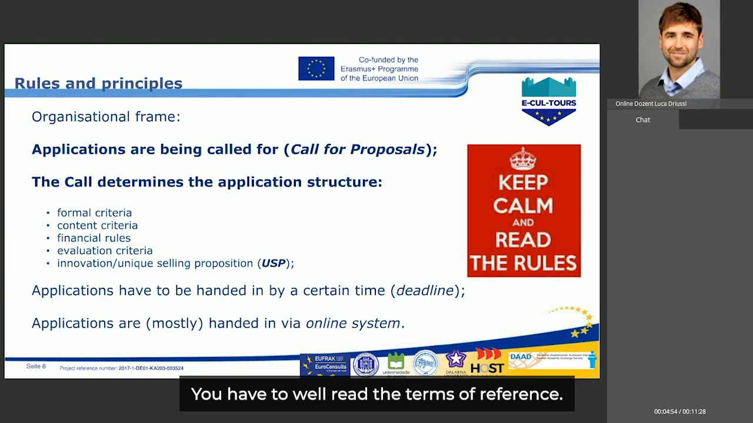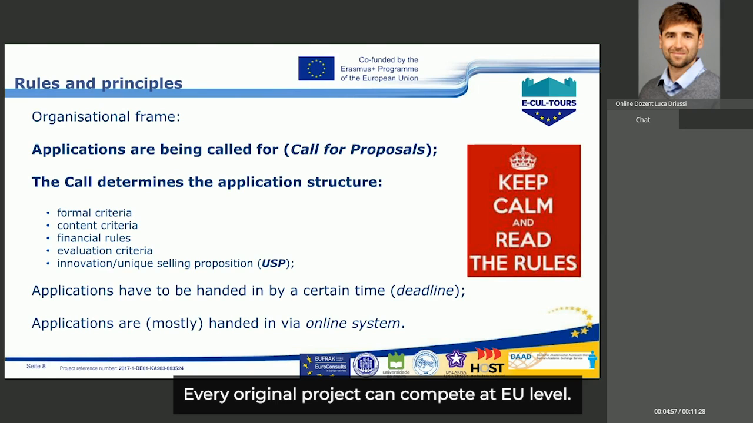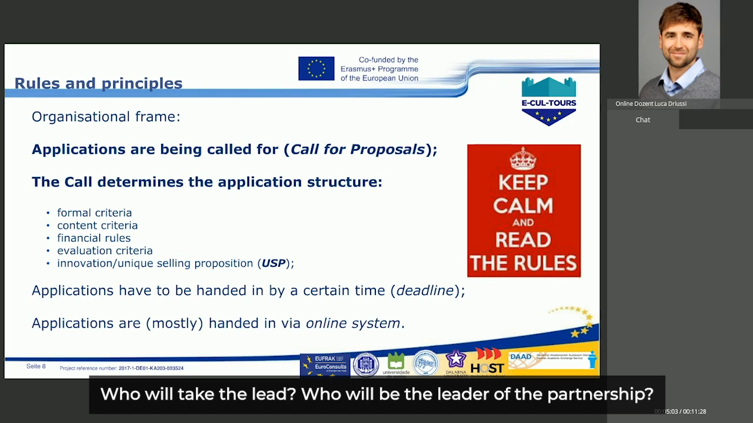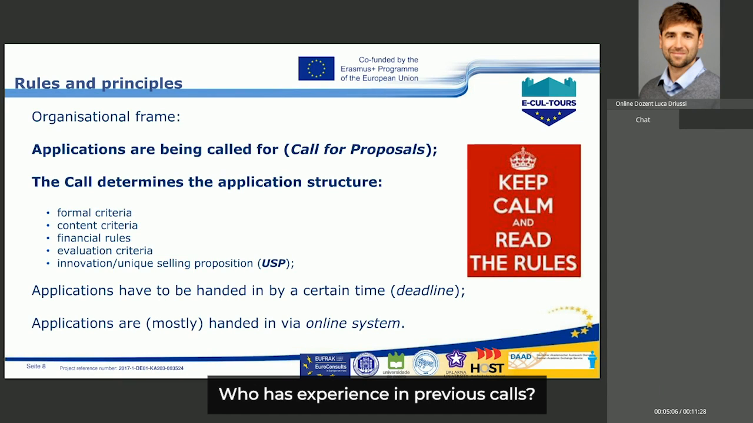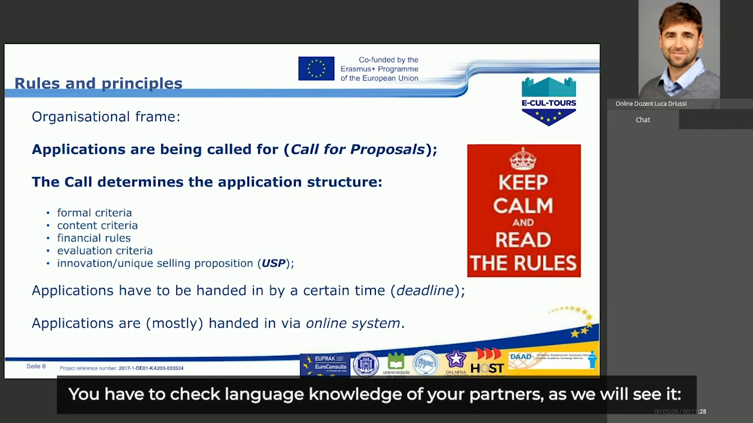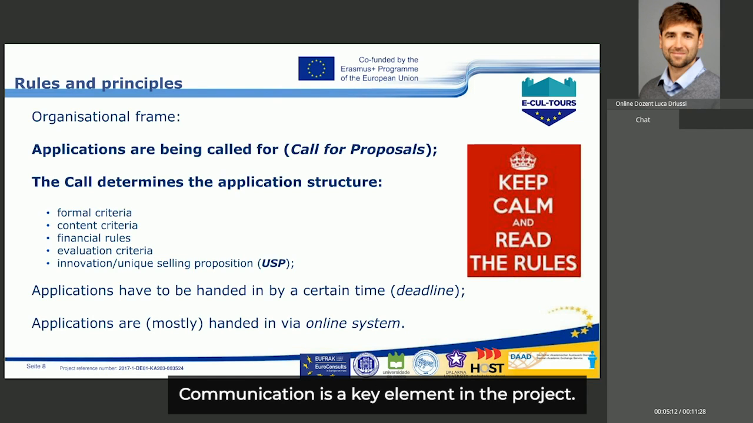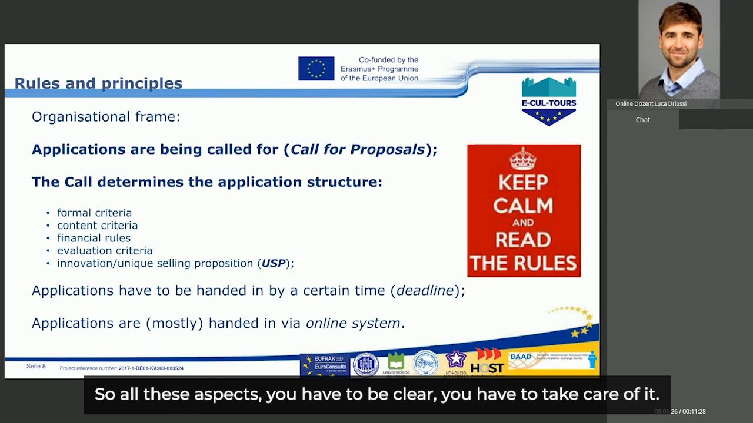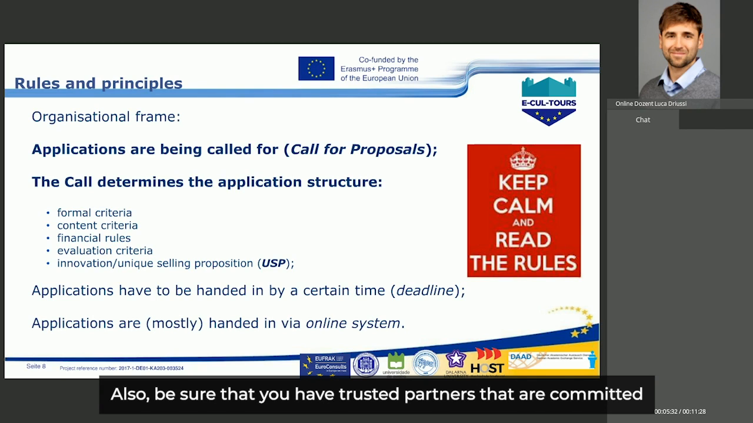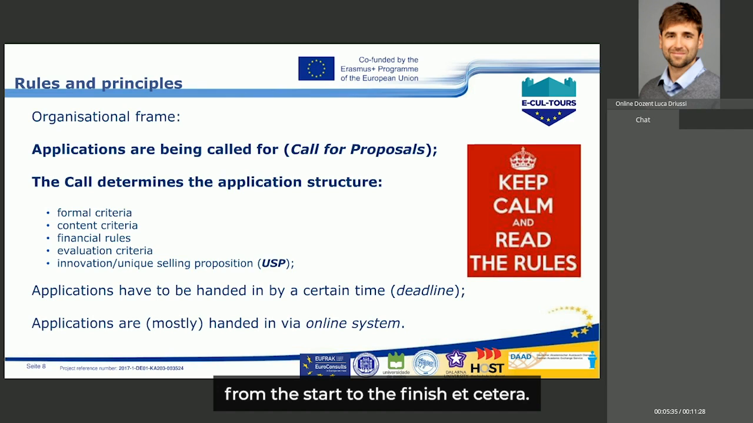You have to read the terms of reference well. Have a really original project idea that can compete at EU level. You have to plan well ahead to form your consortium: who will take the lead, who will be the lead of the partnership, who has experience in previous calls. You have to check the language knowledge of your partners. As we will see, communication is a key element in the project. What do you need to form a strong consortium? What kind of organization do you need? All these aspects have to be taken care of. Also be sure that you have trusted partners that are committed from the start to the finish.